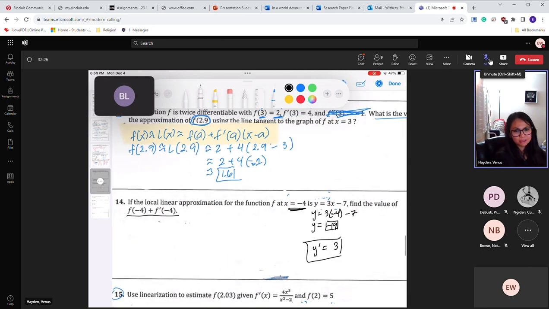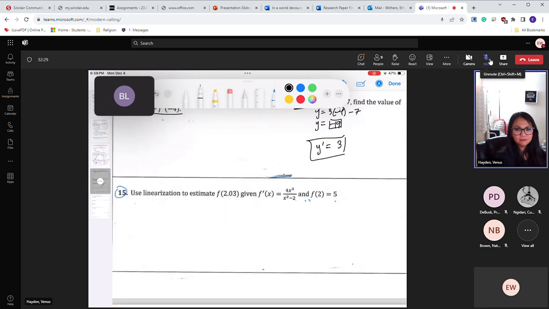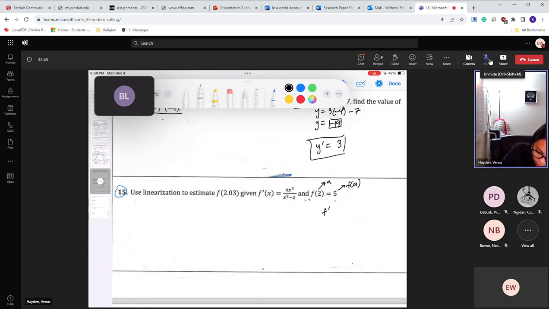Number 15 is the same thing as number 14. A function or an equation is given to us, but we are given the value of a, which is the 2, your f of a, which is the 5, and your f prime of a is an actual function. So let's figure out f prime of 2, which is 4 times 2 to the power of 3 all over 2 to the power of 2 minus 2. F prime of 2 is equal to 16.